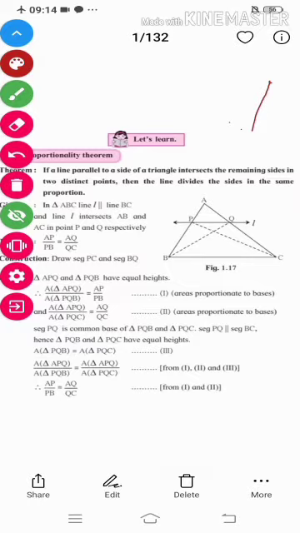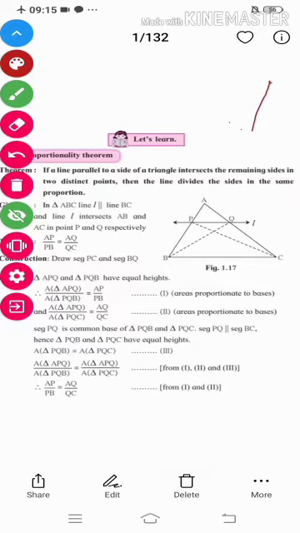Now proving. Triangle APQ and triangle PQB have equal heights. In the previous exercise, we have one property: when two triangles have equal heights, the ratio of their areas is equal to the ratio of their corresponding bases. So area of triangle APQ upon area of triangle PQB is equal to AP upon PB. Areas are proportionate to bases.